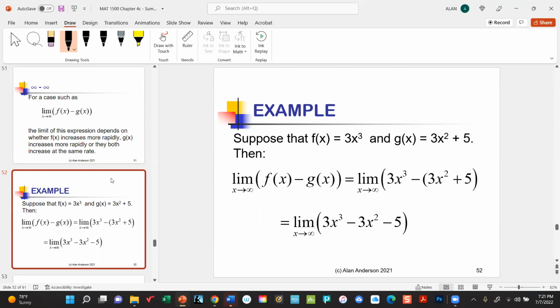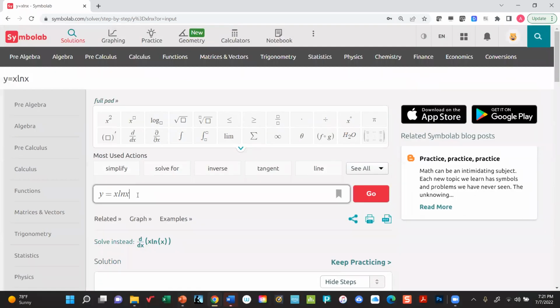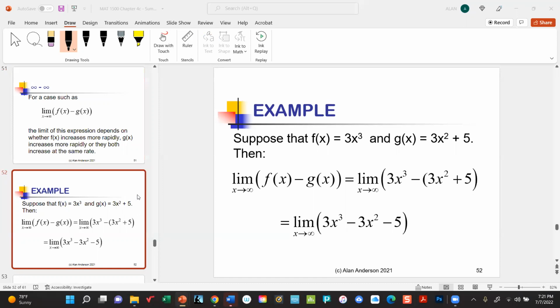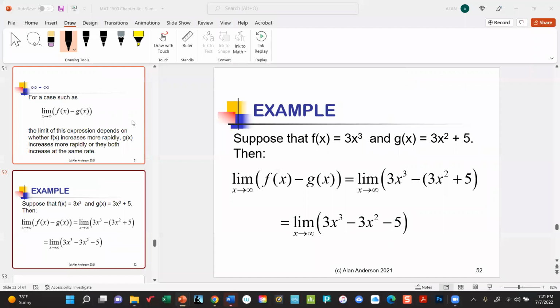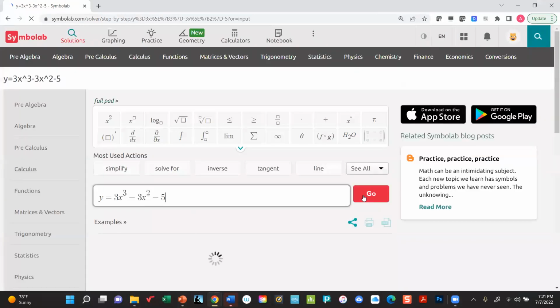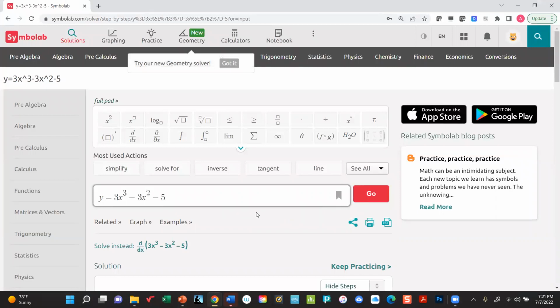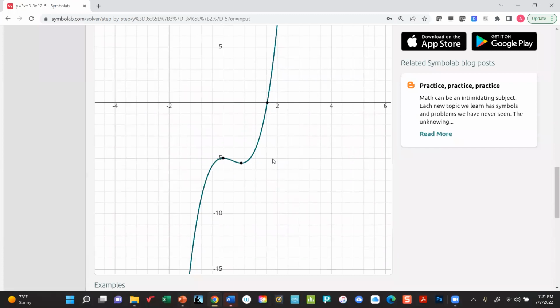Why don't we look at this graph? It looks like a pretty standard polynomial. There shouldn't be any bizarre features to it, but you never know. You should never say never. Y equals 3x cubed minus 3x squared minus 5. That's pretty normal. It's a cubic function, so it has that standard cubic shape.